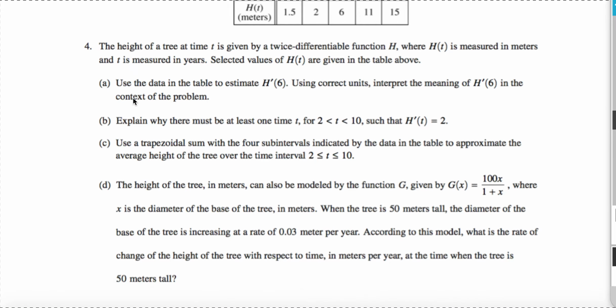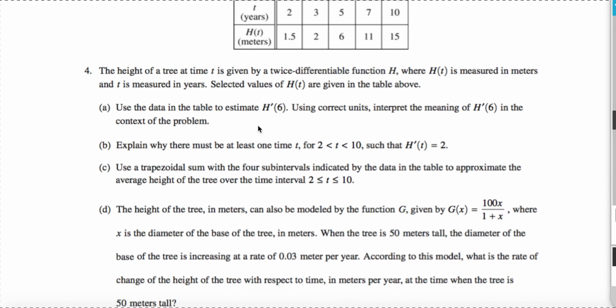So it says use the data in the table to estimate h prime of 6. Using correct units, interpret the meaning of h prime of 6 in the context of the problem. Use the data in the table to approximate h prime of 6. Well, here's the deal, right? H prime, that's talking about a derivative. H prime of 6 would be the derivative right here between these two numbers. We don't actually have information to be able to do that, so we have to just estimate it by using the slope made from the surrounding 2 points, the slope of the secant line.